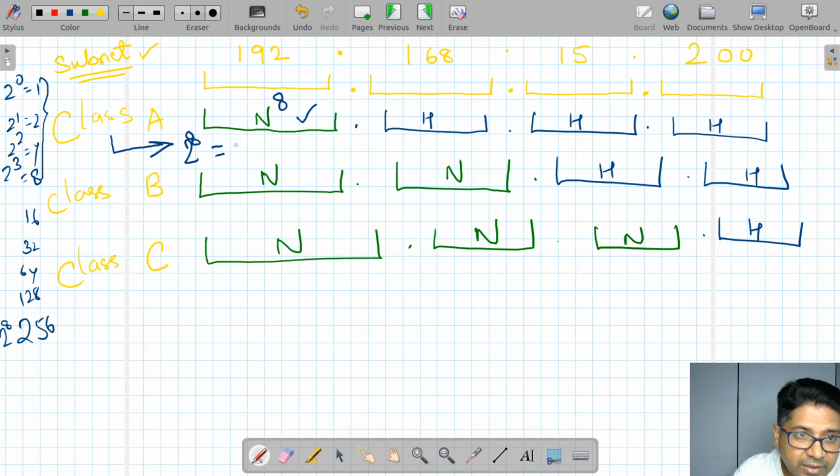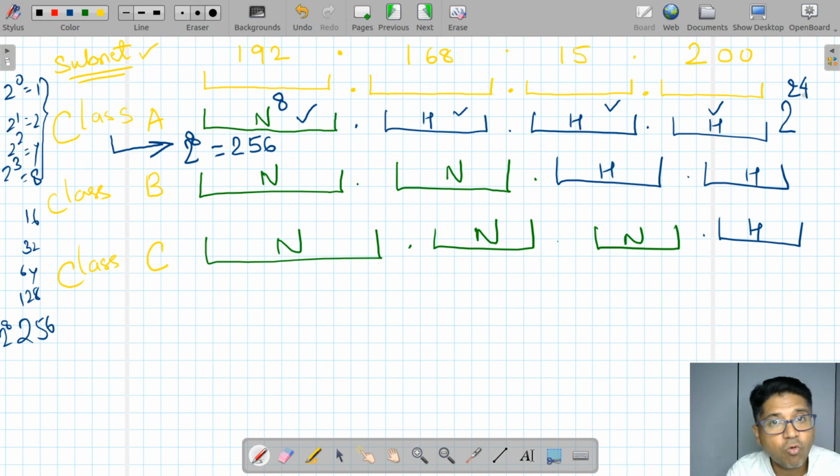So in class A we will get 256 networks, and in every network, how many hosts will there be? 2 to the power how many? Tell me. 8 plus 8 plus 8 is 24. Yes, sir, 2 to the power 24. That's a big number, millions of hosts.